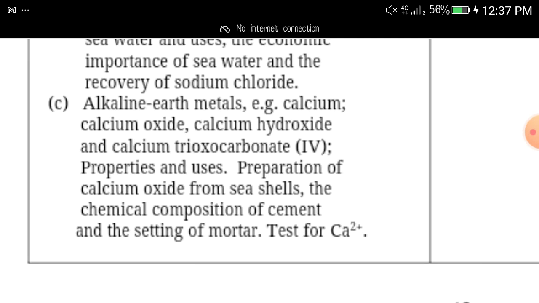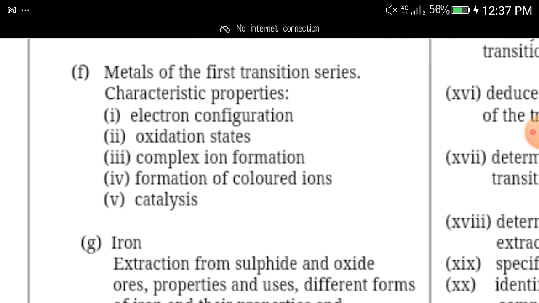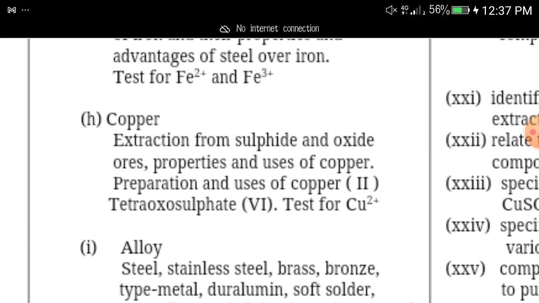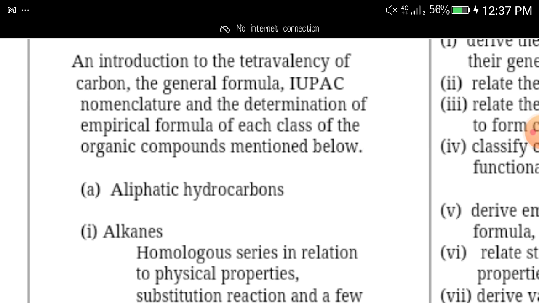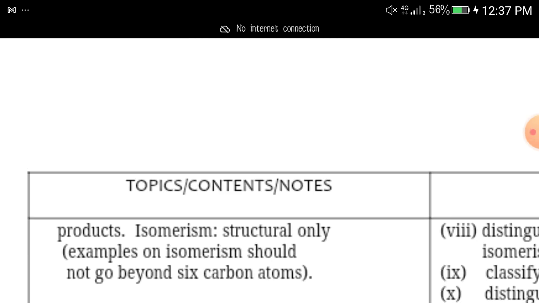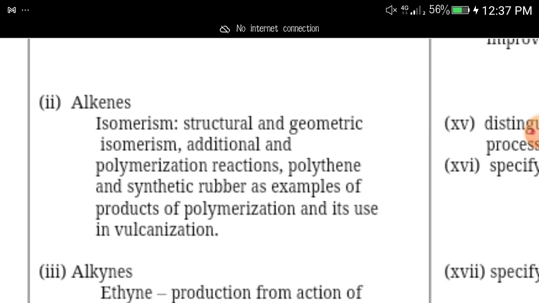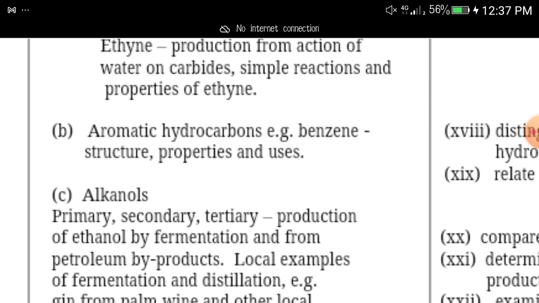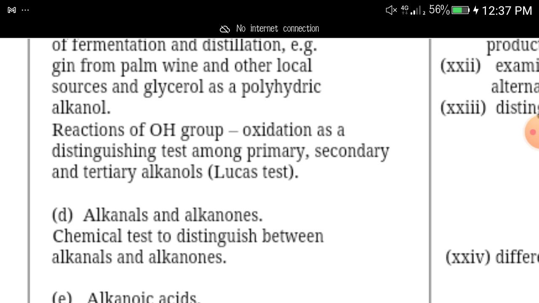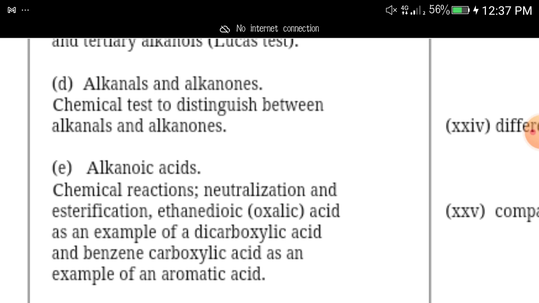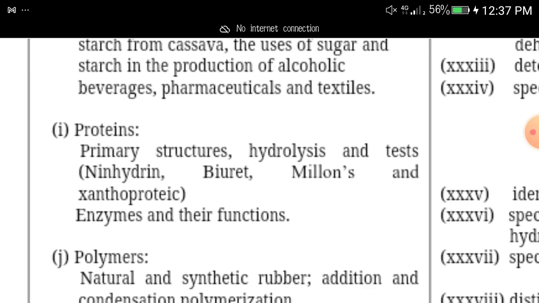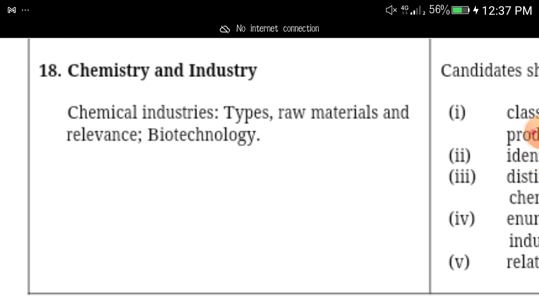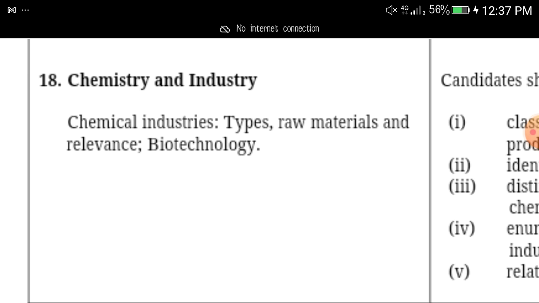The 16th topic is metals and their compounds, a lot of them: iron, copper, tin, alloys. Then organic compounds is the 17th topic, which has to do with aliphatic hydrocarbons, alkanes and all the rest, alkenes, alkynes, aromatic hydrocarbons, alkanols, alkanals and alkanones, carbohydrates, proteins, polymers, and all the rest.